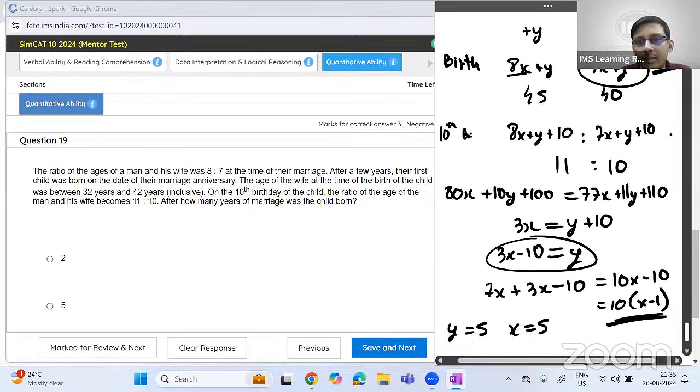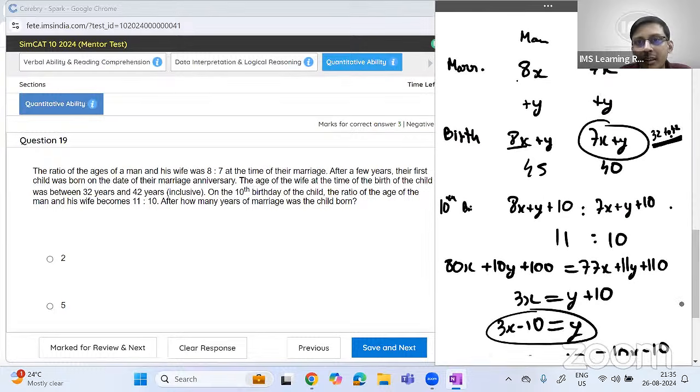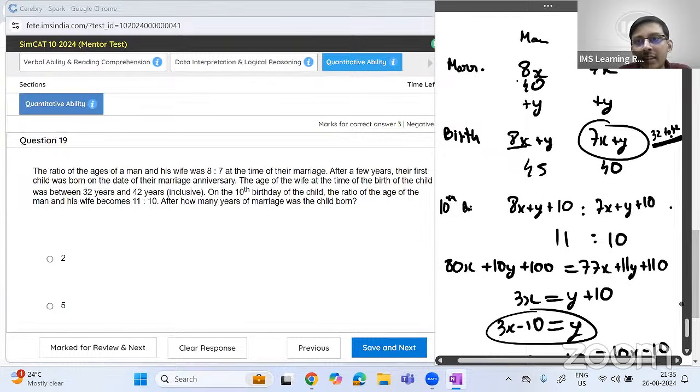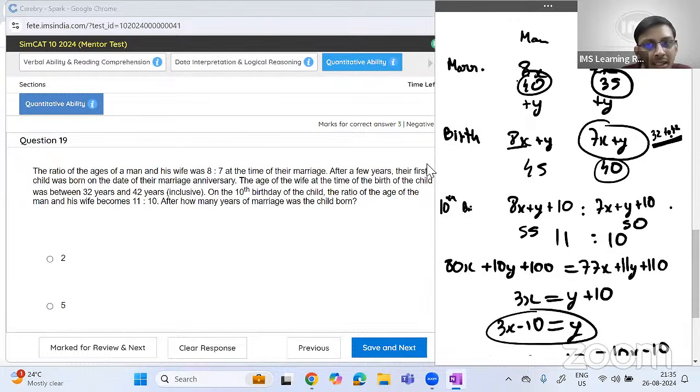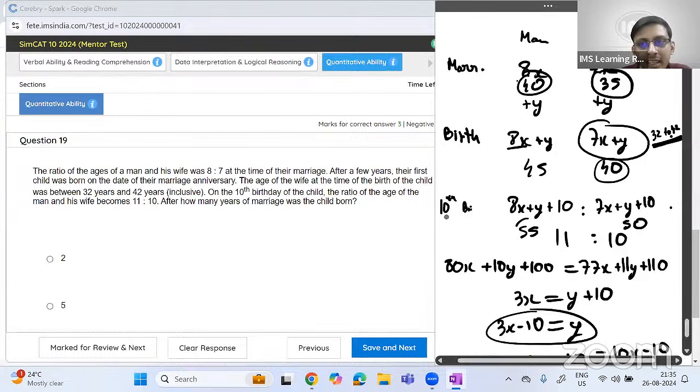And let me just check. Yeah, y was 5. So this is 40. This is 35. And if I add 10 years, 55 and 50. Let me just verify first. 8:7. 40, 35, 8:7. Yes. This is between 32 to 42. At the 10th birthday, 10 years older, 55, 50, 11:10. Okay, everything seems fine.